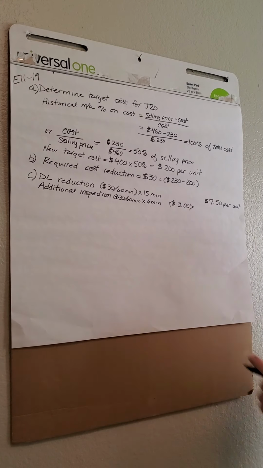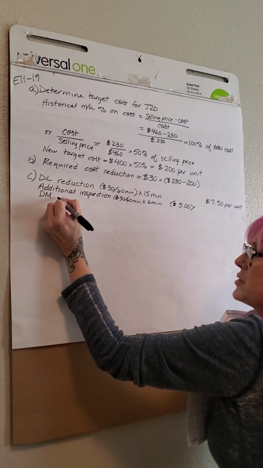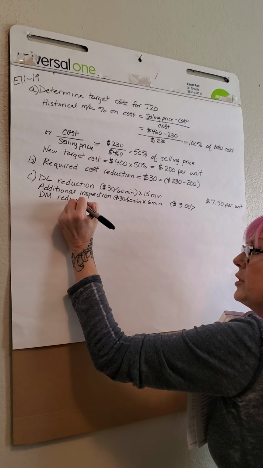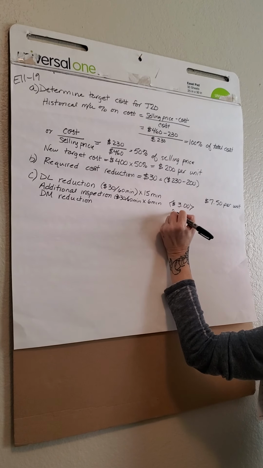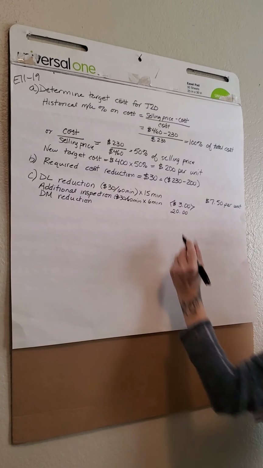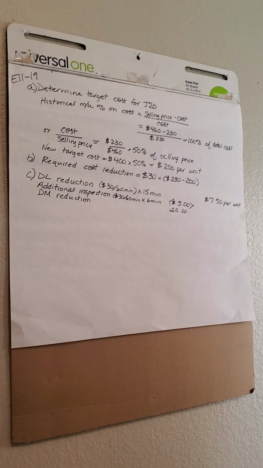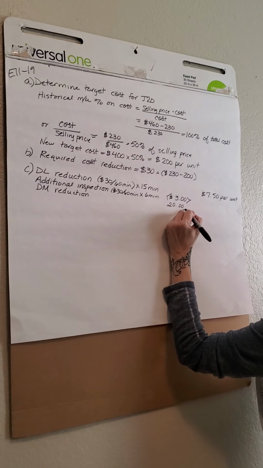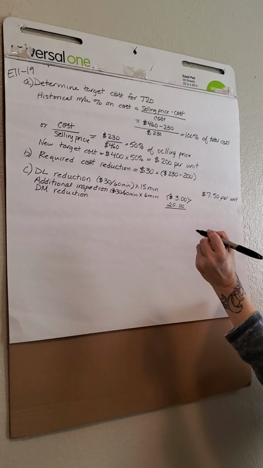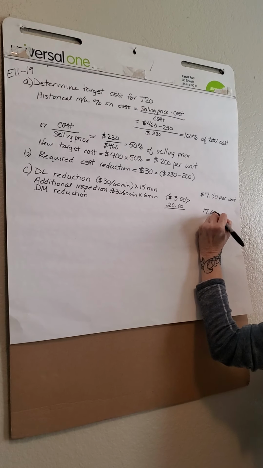But we're also going to have the direct materials reduction. So here we've got direct materials reduction per unit of $20 per unit. So that's going to give us a net cost savings there of $17. So that's going to go here for $17.